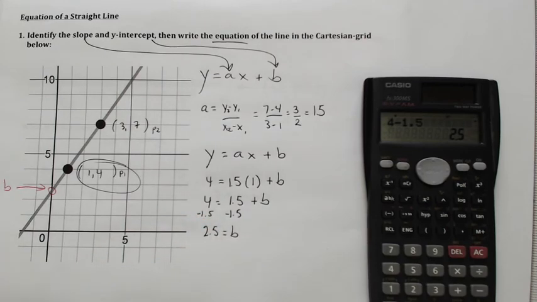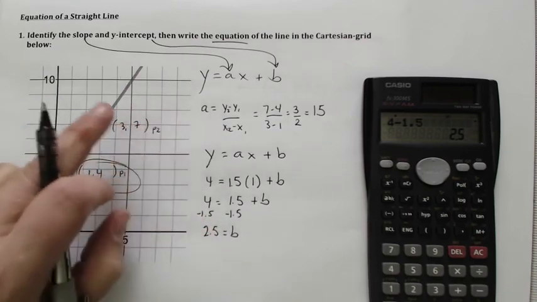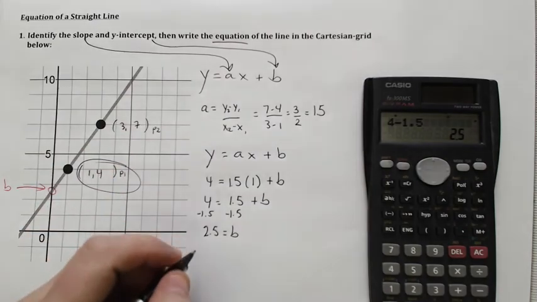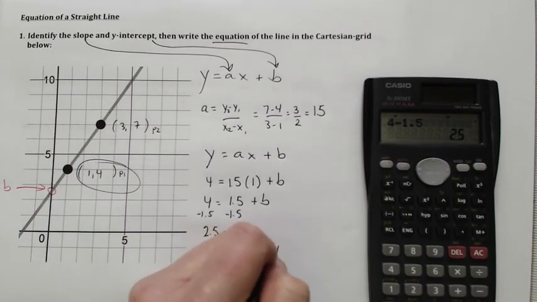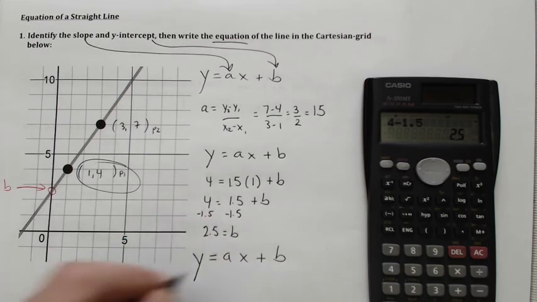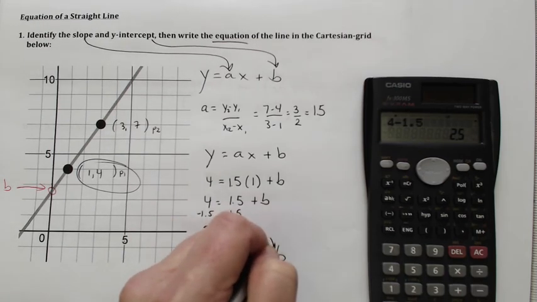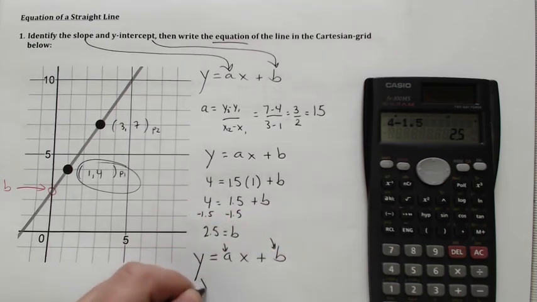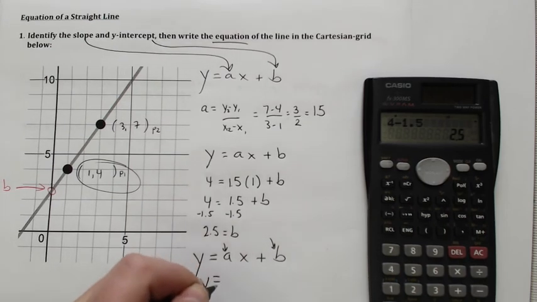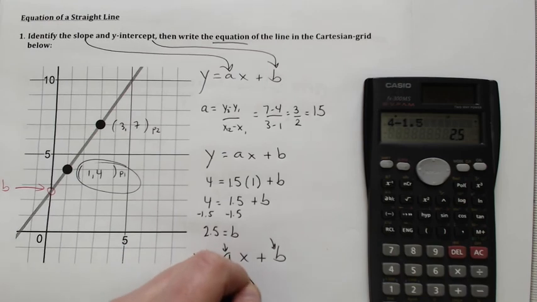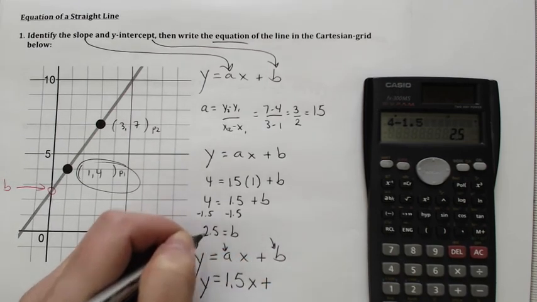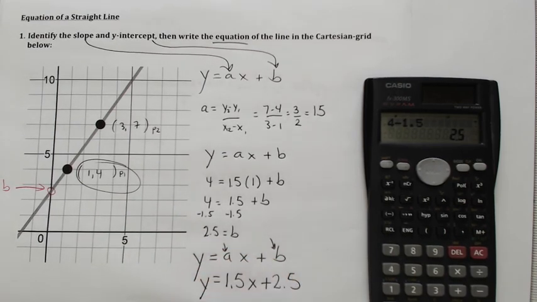So the last thing is to put it all together. We can't just stop there because they've asked us to write the equation. So the equation has got to be in this form again, y is equal to ax plus b form. But keep in mind, we found that a and we found that b. So we can rewrite that now as y is equal to 1.5x plus 2.5 for the b.